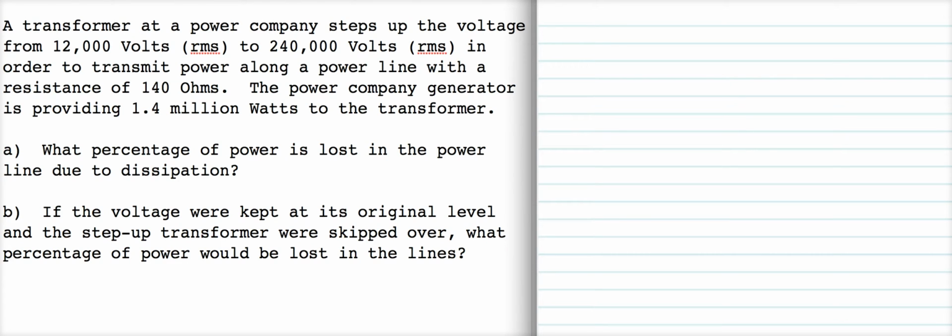Okay, so for this problem, we're going to treat the lower voltage as the secondary and the higher voltage as the primary. The voltage drop across the secondary coil of the transformer is 12,000 volts, and the voltage drop across the primary is 240,000 volts. We're providing 1.4 million watts, so the power going into the transformer is 1.4 million.